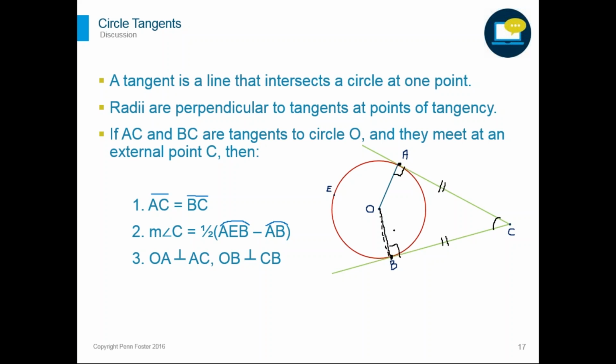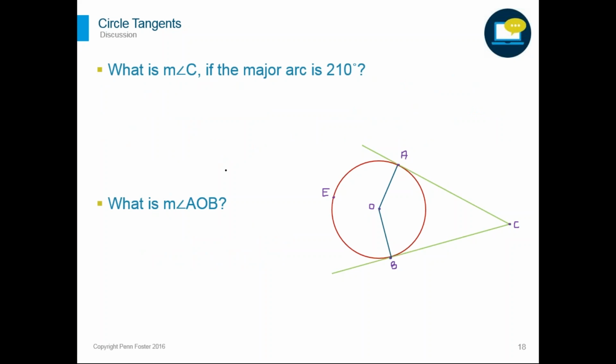So let's look at an example and see how we would apply these facts. What is the angle measure of C? And you see that is the outside angle with the two tangents, and I know they are tangents because they only meet the circle at one point. AC and BC are tangents. We're looking for the angle measure of C, and then they give us something else. They said that the major arc, which they mean this is the major arc, is 210. How do I know the angle measure of C? Let's remind ourselves of the fact.